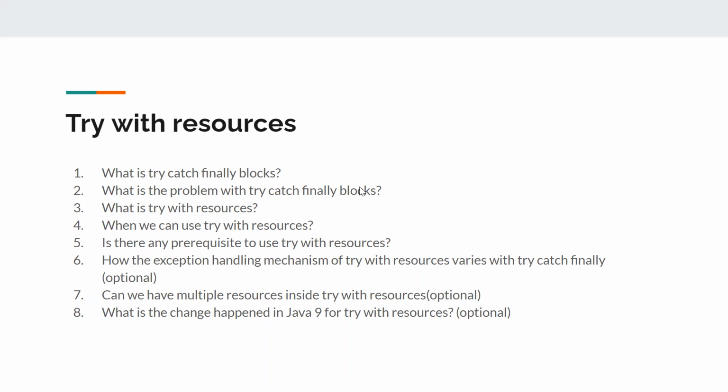Again, this is an optional subject, so you can skip it, but it's good to know all these things. Can we have multiple resources inside try with resources? You may not understand what this is now, but you will get it by the end of the video. What is the change that happened in Java 9 for try with resources? It is also an optional subject. But most importantly, please remember try with resources has been in Java since 1.7, and there is a little change that happened in 1.9. We will see those things in detail. Okay, now let's get into the video.